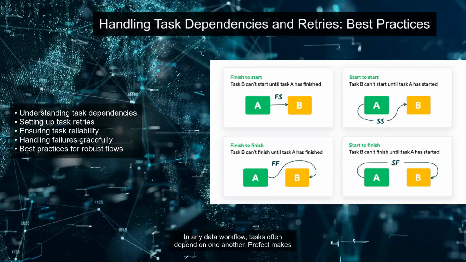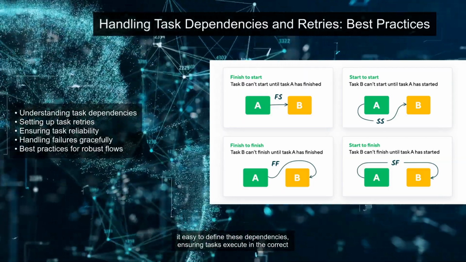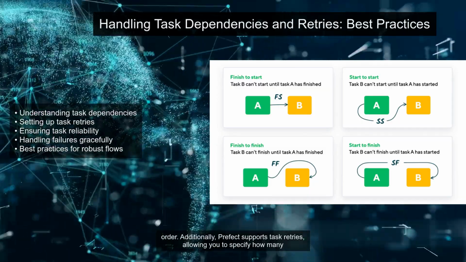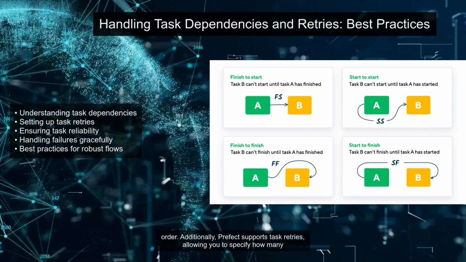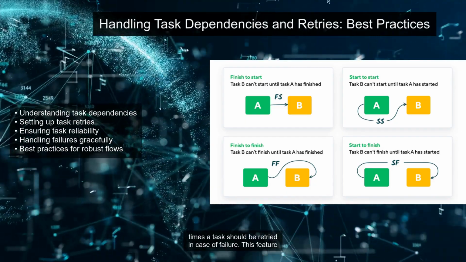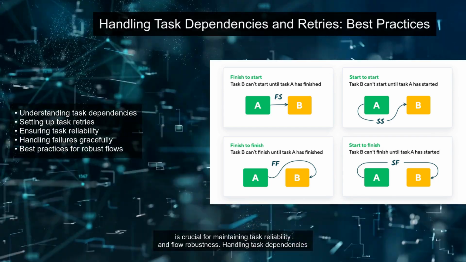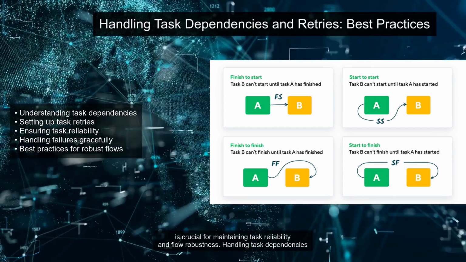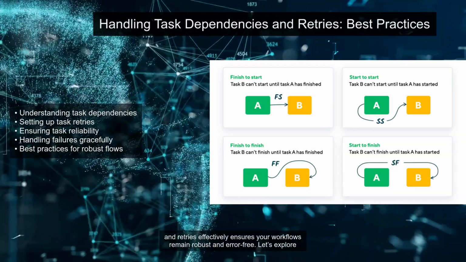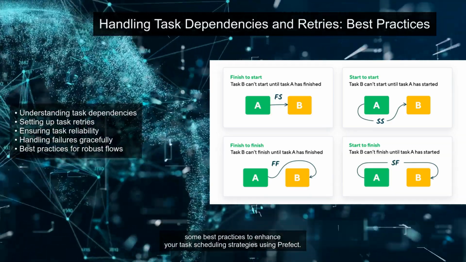In any data workflow, tasks often depend on one another. Prefect makes it easy to define these dependencies, ensuring tasks execute in the correct order. Additionally, Prefect supports task retries, allowing you to specify how many times a task should be retried in case of failure. This feature is crucial for maintaining task reliability and flow robustness. Handling task dependencies and retries effectively ensures your workflows remain robust and error-free. Let's explore some best practices to enhance your task scheduling strategies using Prefect.